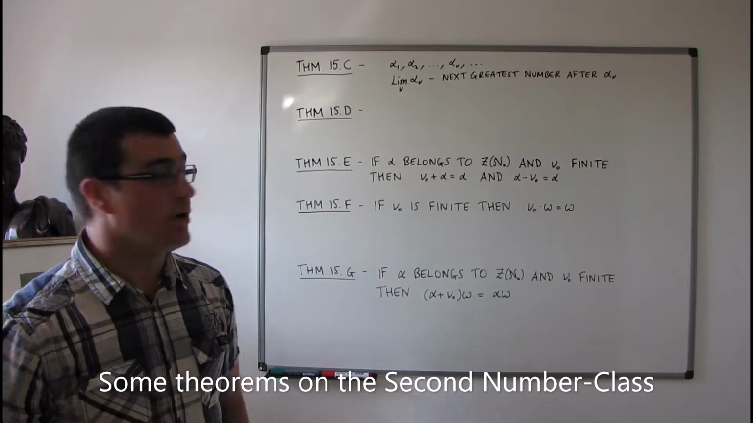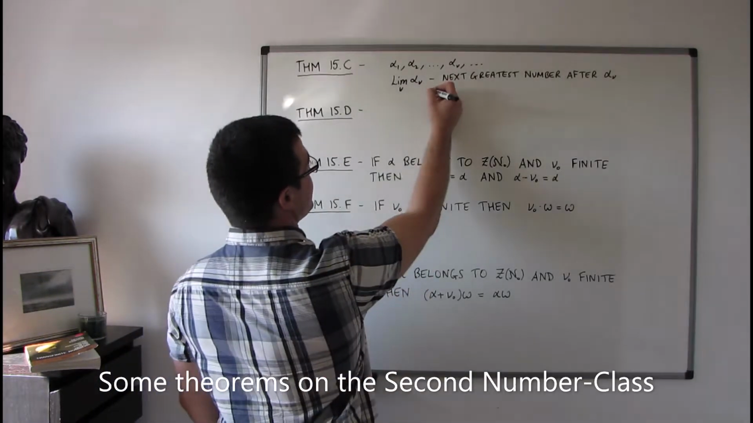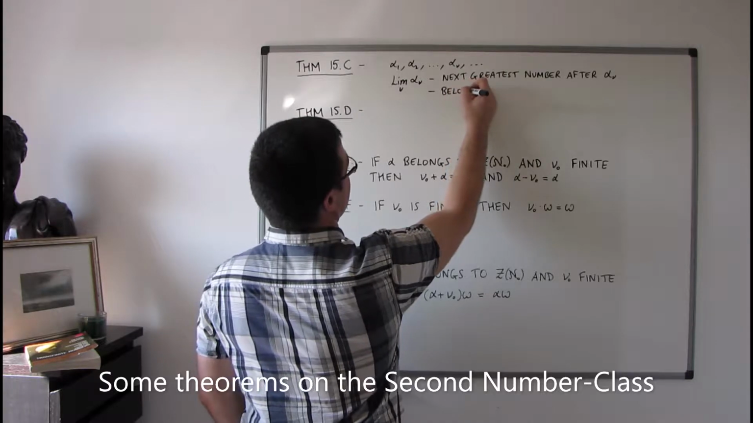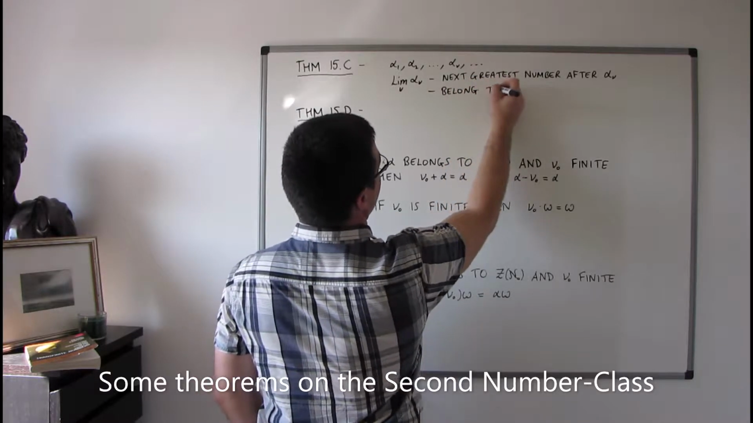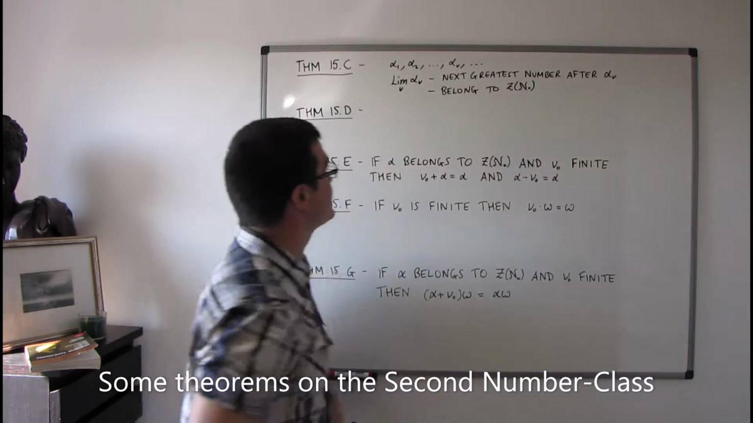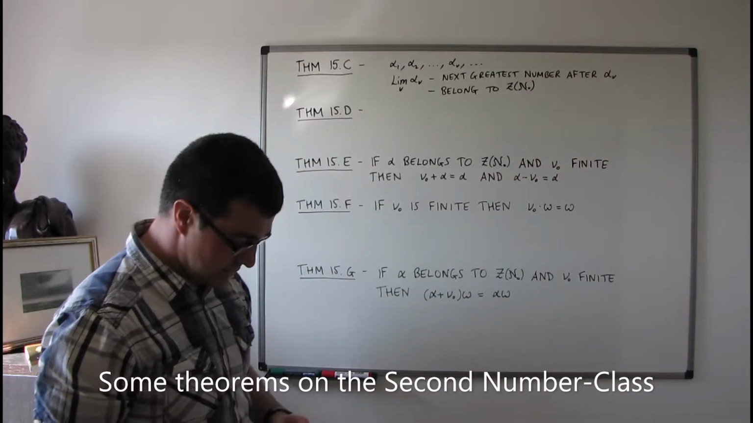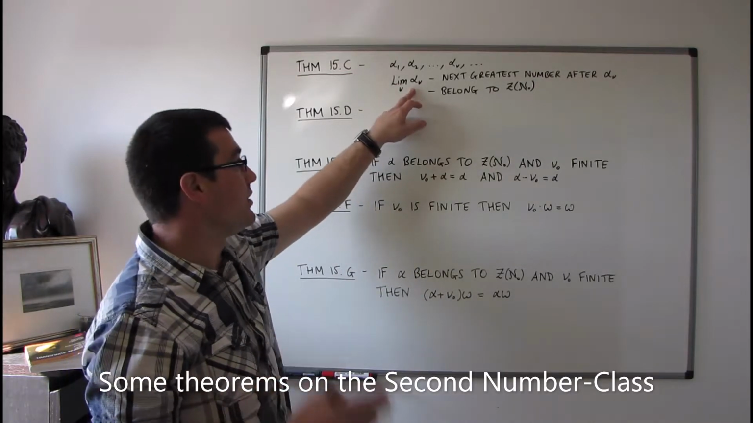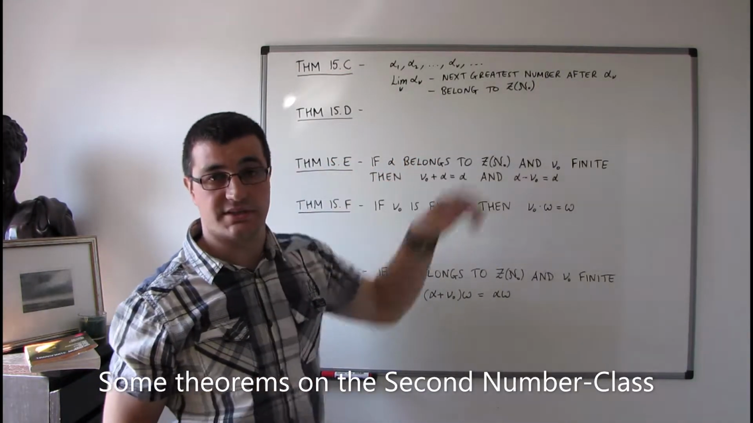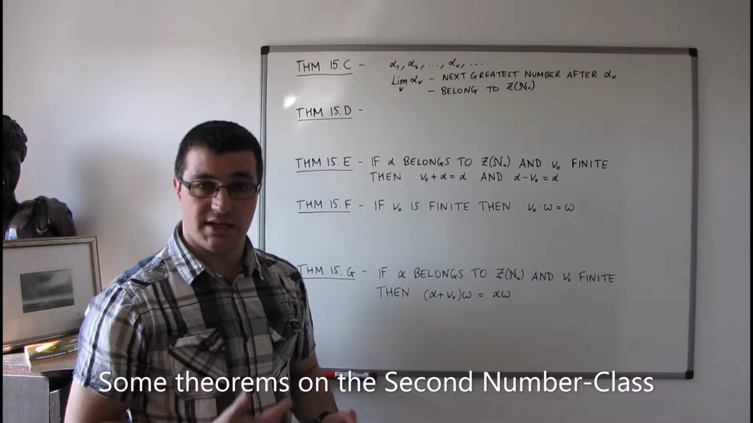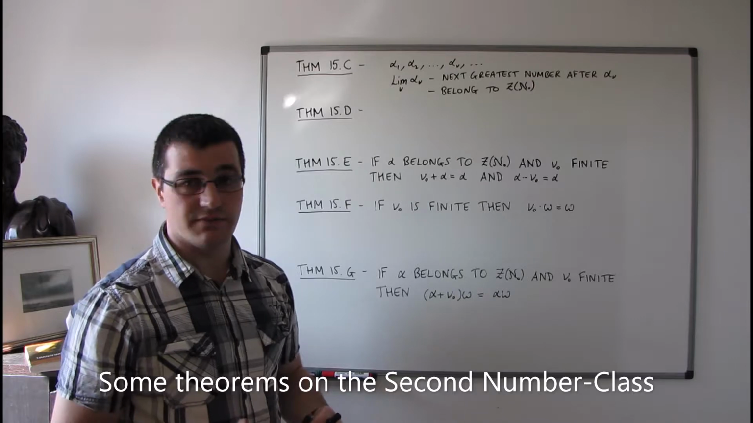So that's not new to us. What is new to us is that this is going to belong to the second number class. So this limit ordinal, which I emphasize again, is itself a definite ordinal, is going to belong to the second number class.